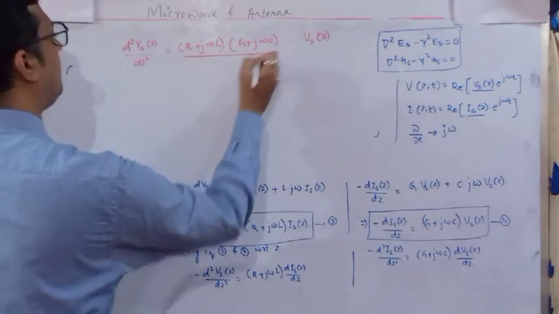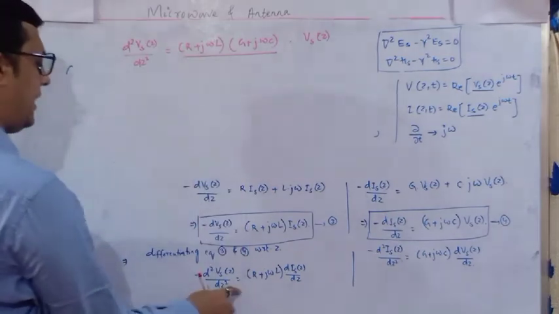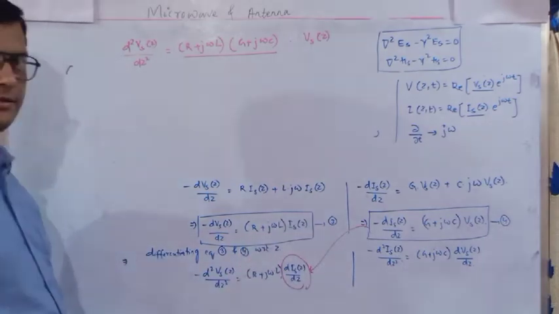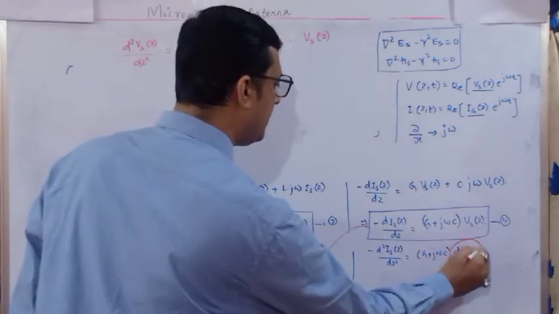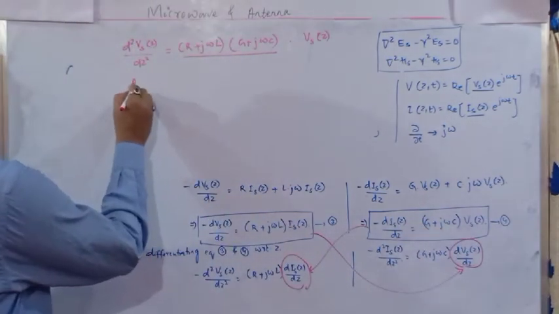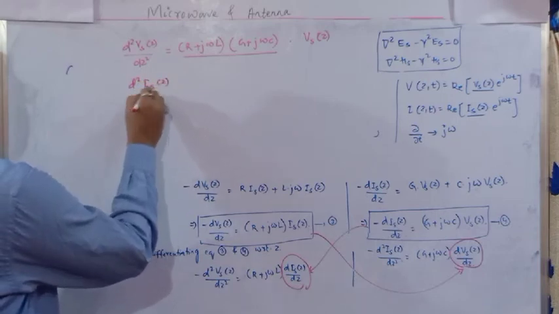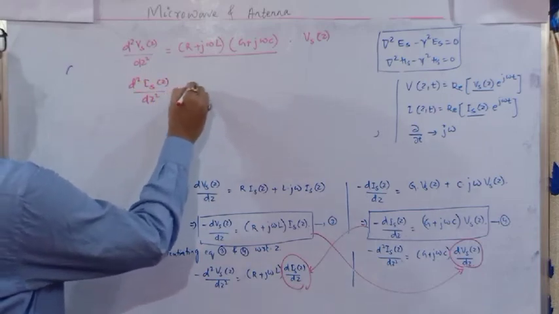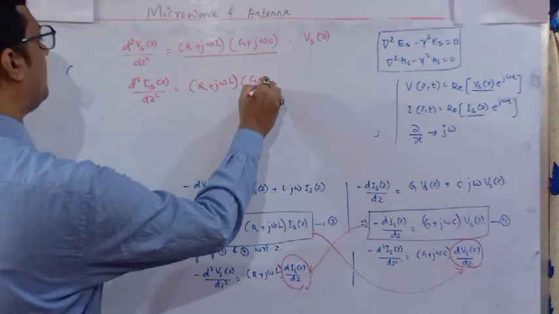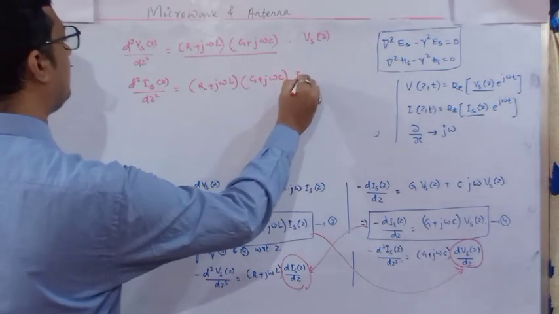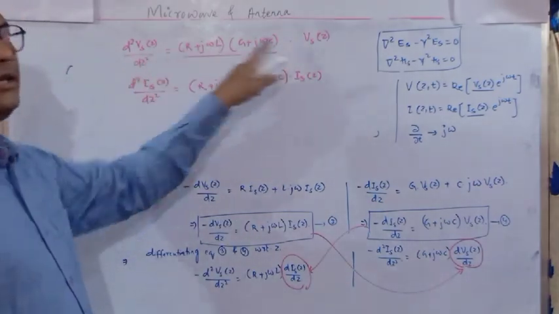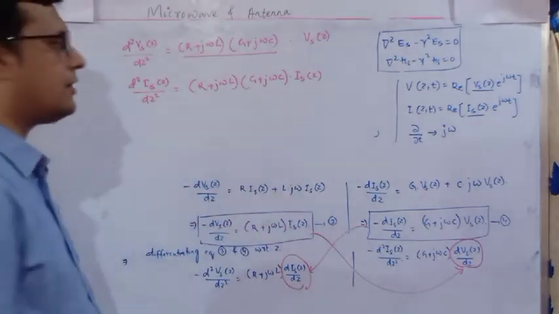Now this is the constant value. Then this is the first one. I have substituted this value with respect to this. Similarly, now I am going to substitute this value in this particular position. So if I substitute, I will get d square Is of z by dz square, same R plus j omega L and G plus j omega C into Is of z. So now this equation we have represented in terms of voltage, and this equation is represented in terms of current.